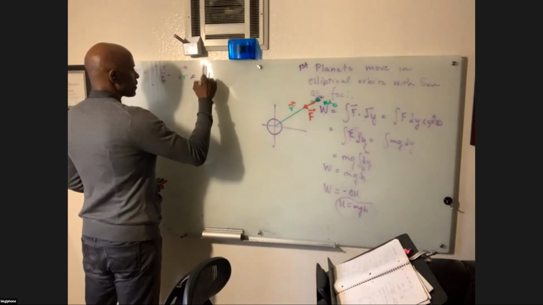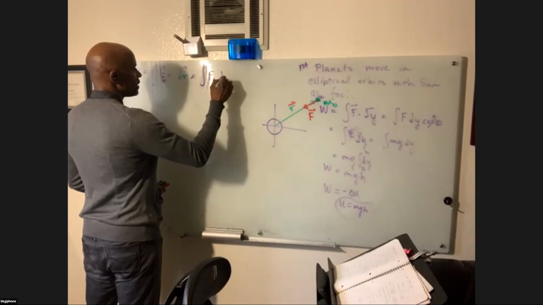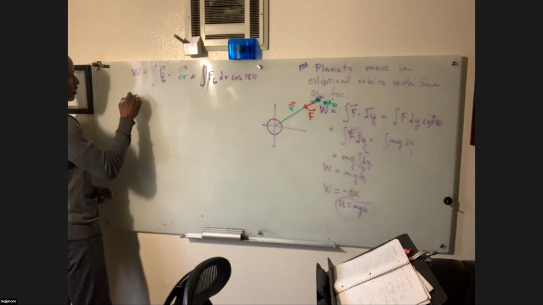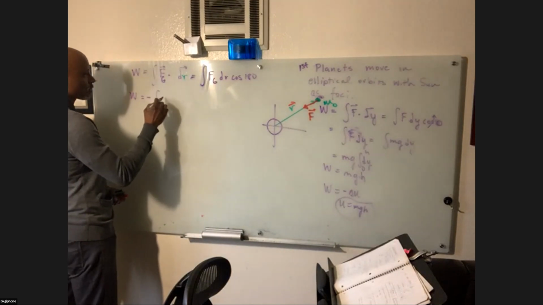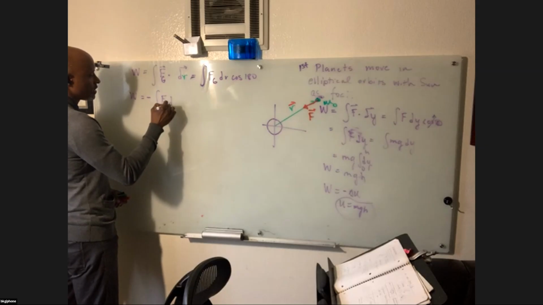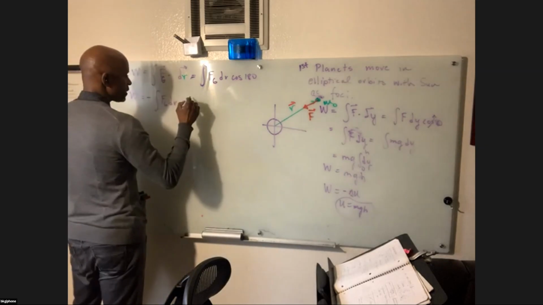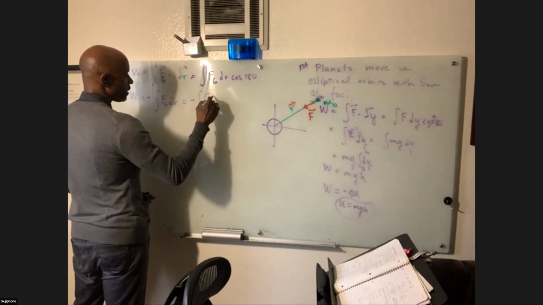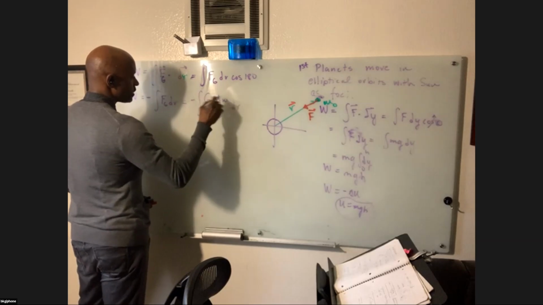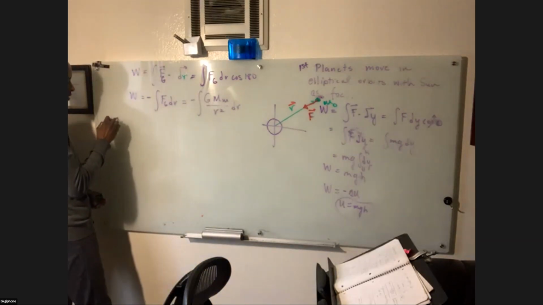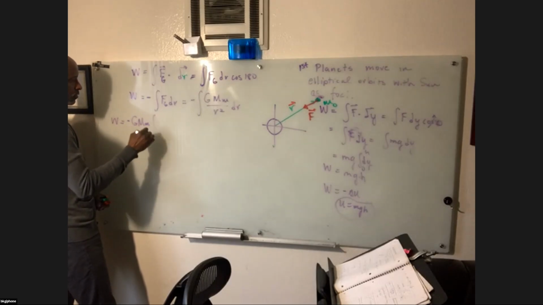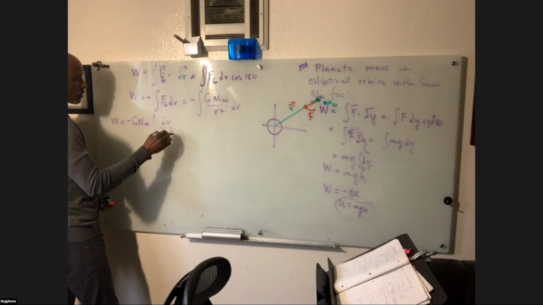So that is the integral of Fg dr cosine of 180, and that pops out that minus sign that you're talking about. So minus the integral of Fg times dr. But what is Fg? Fg is G m, small m, over r squared, dr. The G's and the m's are constant, so they come out. All right, so then minus G m times the integral of dr over r squared.